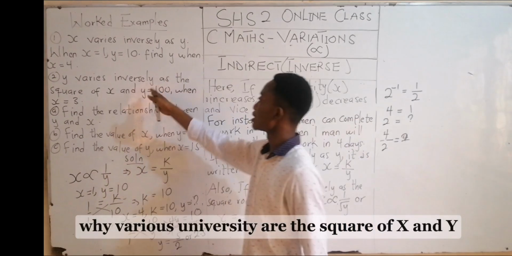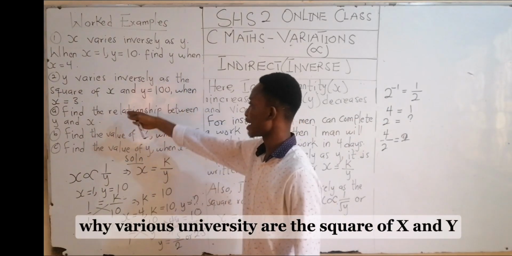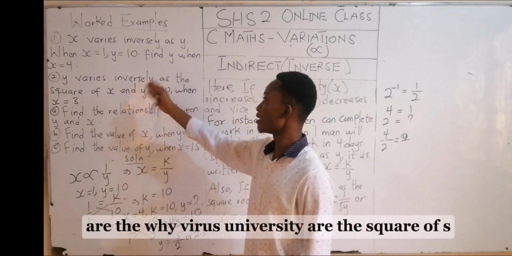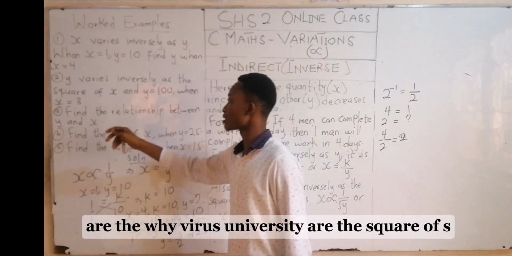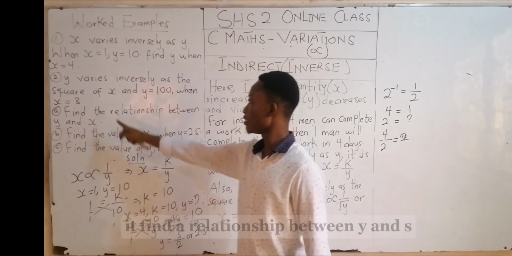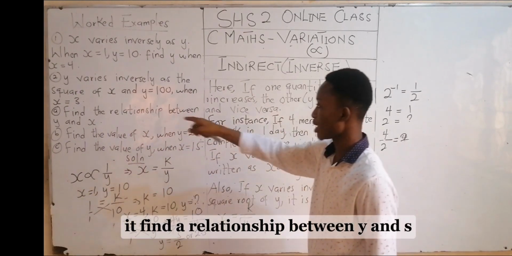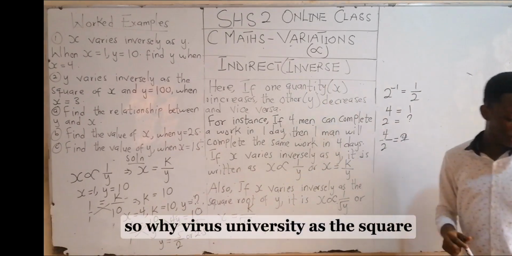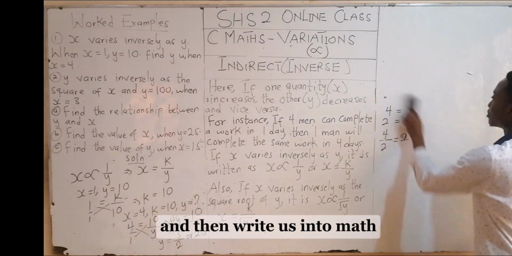Y varies inversely as the square of x, and y is equal to 100 when x is 3. A. Find the relationship between y and x. So y varies inversely as the square of x. Let's write that statement.